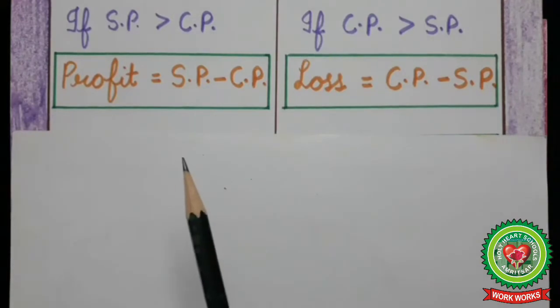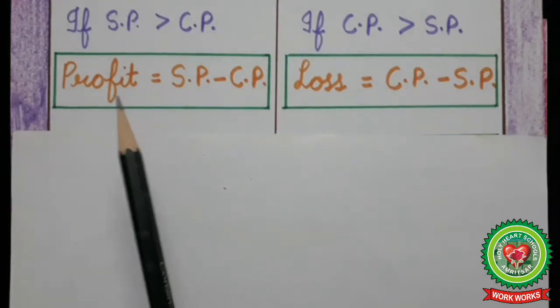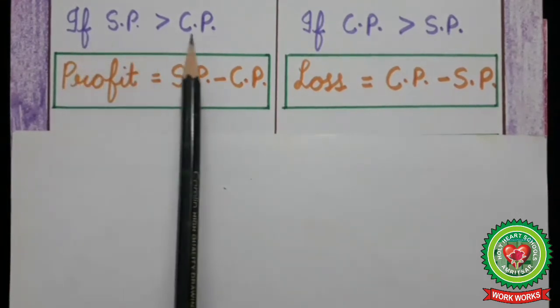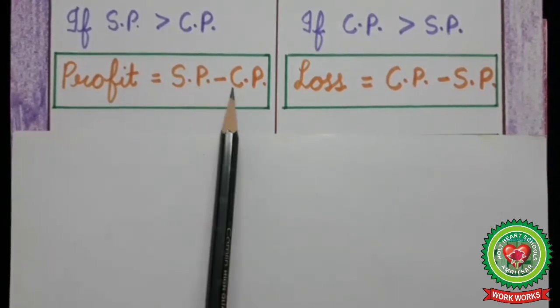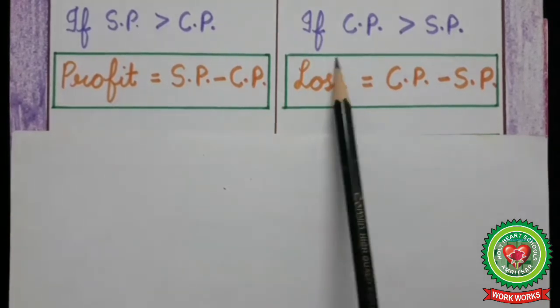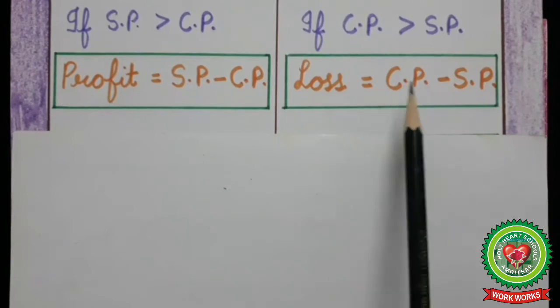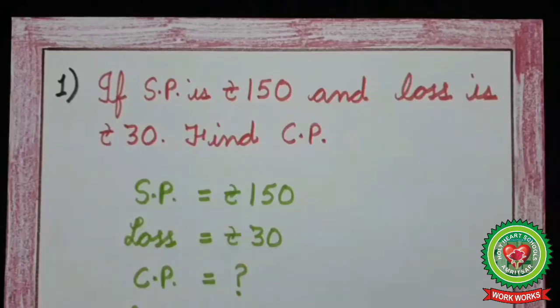To start with today's questions, let's recall the formulas of profit and loss. If SP is greater than CP, profit is equal to SP minus CP. If CP is greater than SP, then loss is equal to CP minus SP. So let's start with the first example.